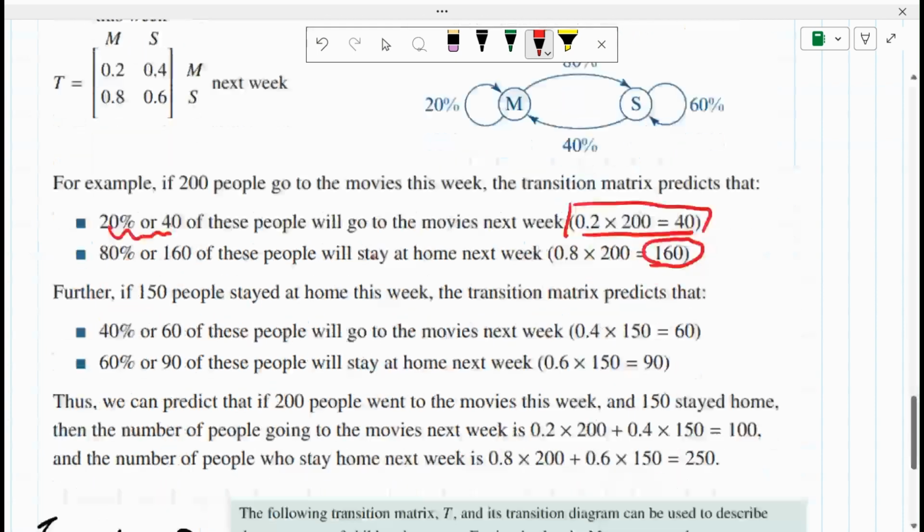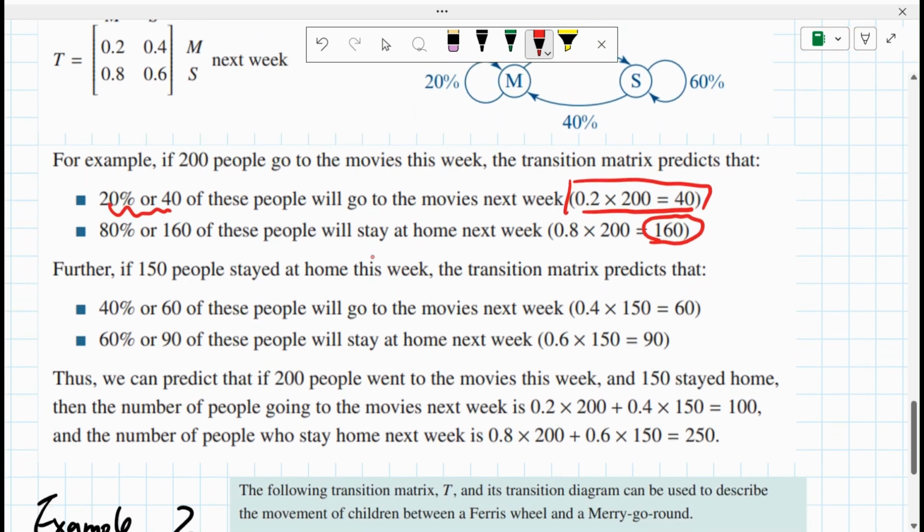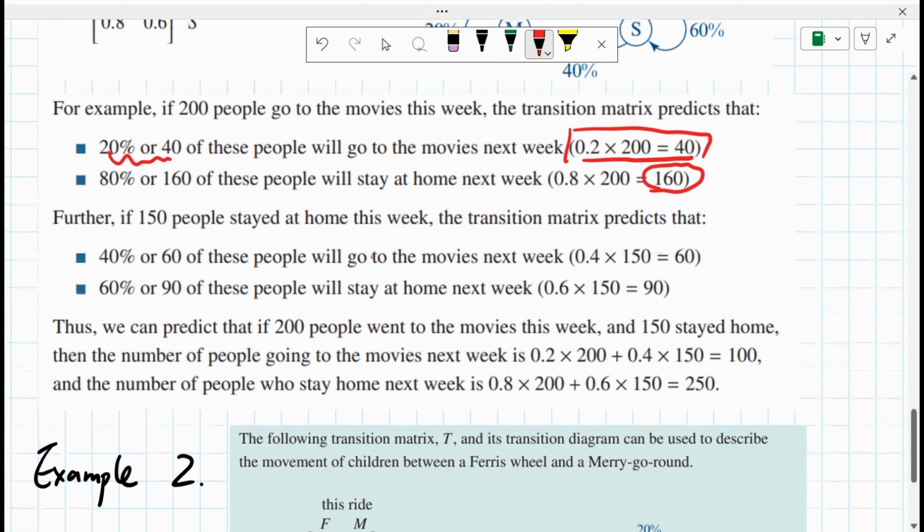And if there are 150 people who stay at home this week, then in the transition matrix, times 0.4, 60 people will go to the movie next week, and 90 people will stay at home. If you add them all together, that's 150.